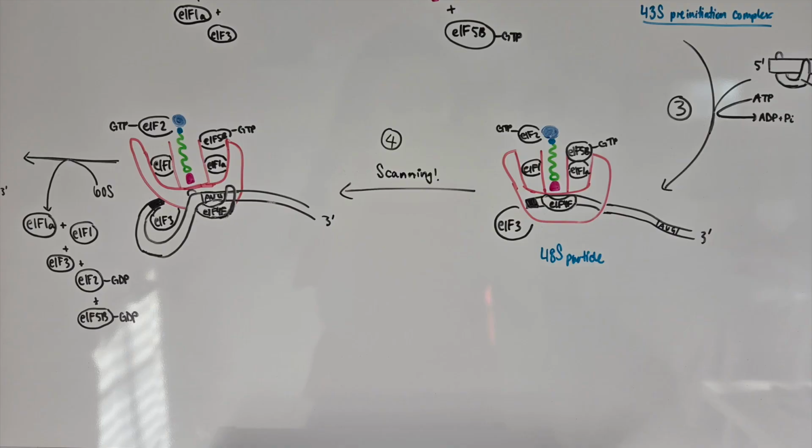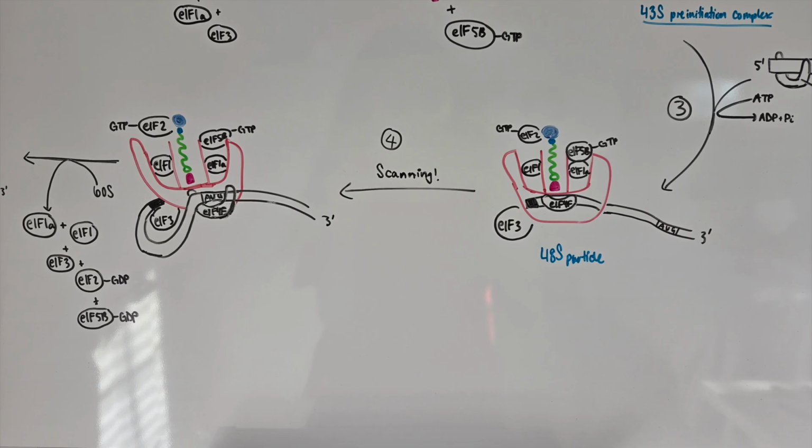Moving back to the 48S particle, what the particle will now do is scan the mRNA from 5' to 3' while holding the 5' end of the mRNA. Initiation factor 4E from the initiation factor 4F complex will hold on to that 5' end and pull the mRNA, so the whole complex just mediates this pulling.